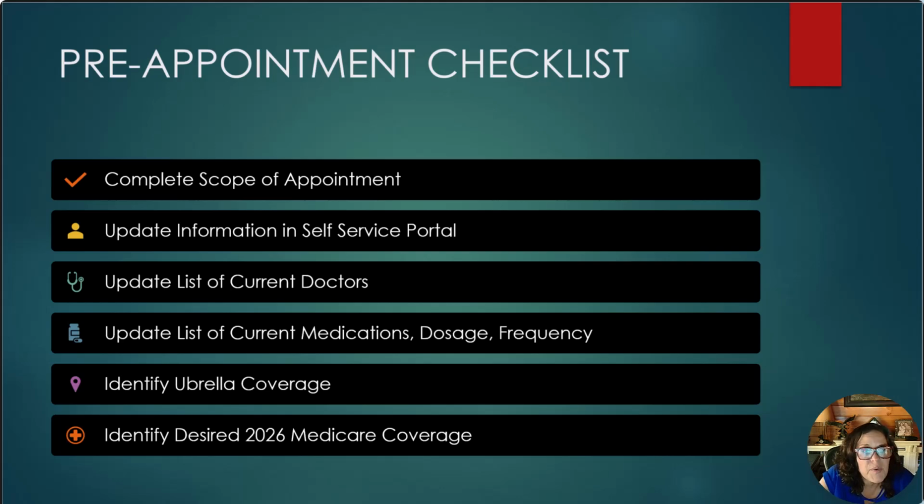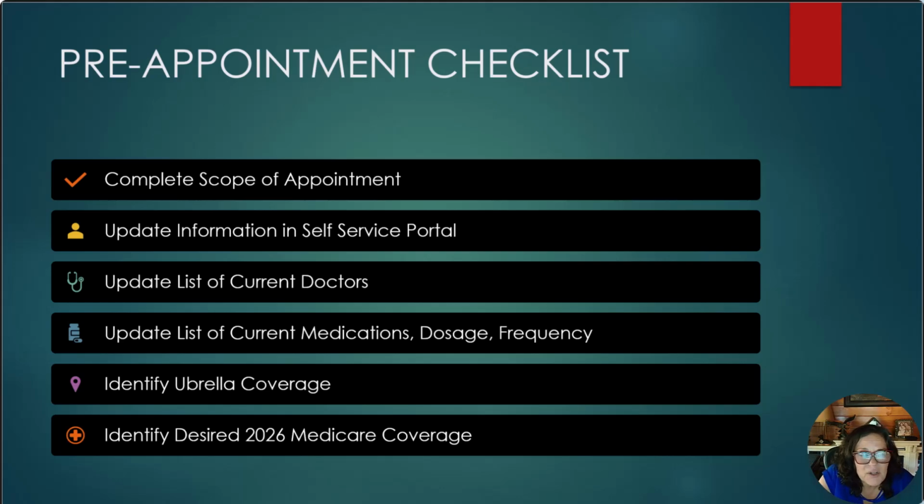The first thing we want to make sure you do is complete our scope of appointment. Medicare compliance requires us to get this form completed by you. It will be sent out to you by email. It's very simple. You're just going to fill in your zip code, your date of birth, and then you'll be able to type your name and hit submit. That allows us to review the plans that are available in 2026 and make any necessary changes.